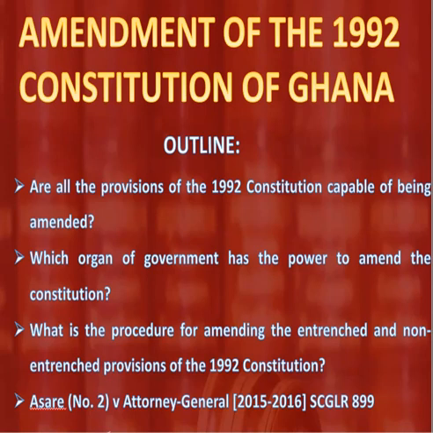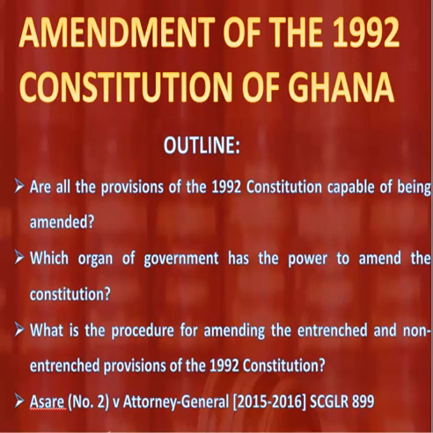So we'll examine the case of Asare number 2 versus the Attorney General number 2, reported in 2015-2016, 2 Supreme Court of Ghana Law Reports at page 899. So the first thing we shall discuss before even proceeding with the discussion on amendments is to point out, as I've indicated, that the Constitution of Ghana is one that is rigid. And so it requires a special amendment procedure for its amendments.